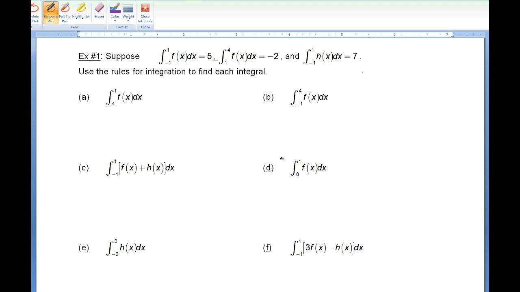Okay, so look at the first one. What do we notice? This is actually the first rule that we looked at. The upper bound and lower bound are switched. So we're going to change this to make it the opposite, and then switch them from 1 to 4, f of x dx. And we get, it's going to be the opposite of -2, which makes it +2. Good? It's just making it the opposite of whatever it's equal to. Notice we use this one. We didn't want the first part.